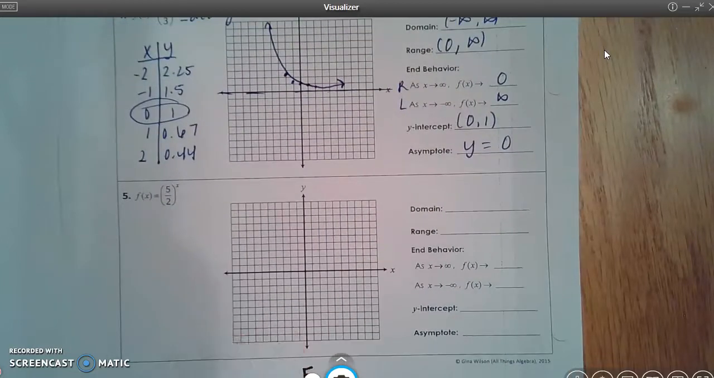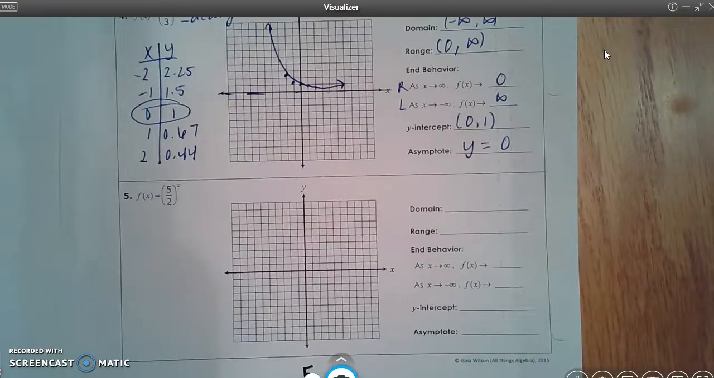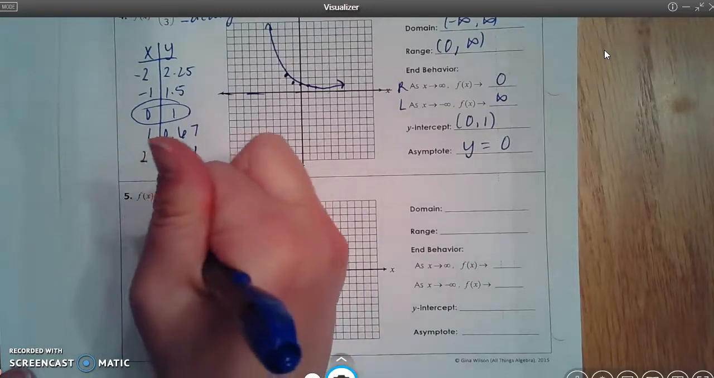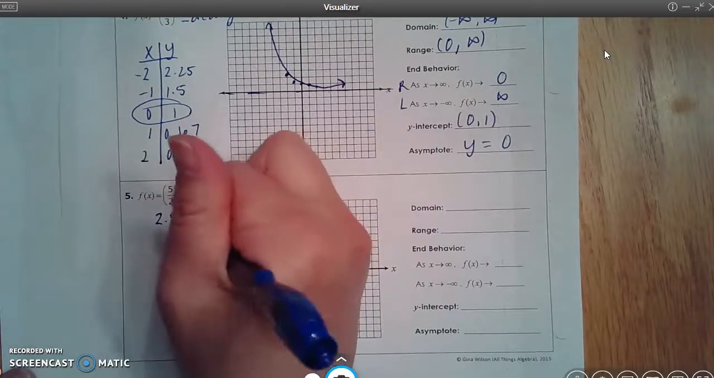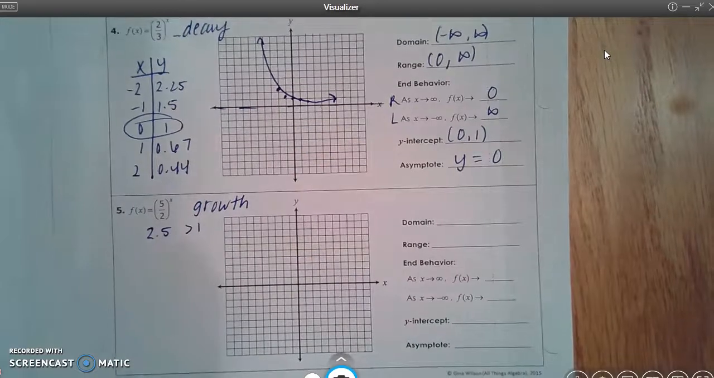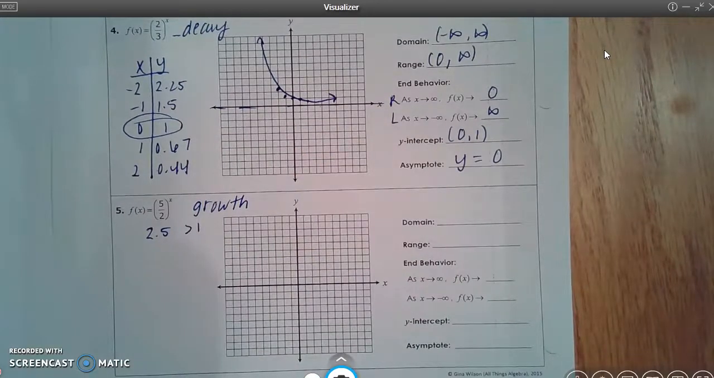Really quick on number 5, I'm just going to make sure we can figure out whether this is a growth or decay, and then you're done for today. 5/2 is the same thing as 2.5. 2.5 is greater than 1, so this one's actually a growth. And I just want to make sure that you're not getting into the habit of whenever you see a fraction, it does not automatically mean a decay. You just need to see whether or not that number is greater than 1 or less than 1.